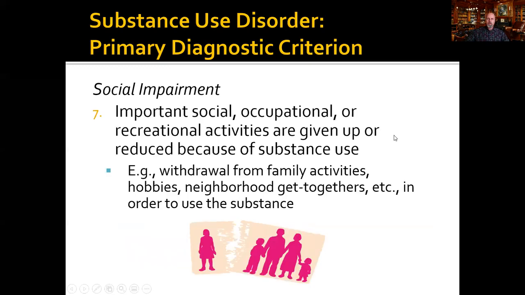And then the last criterion in the social impairment category is that important social, occupational, or recreational activities are given up or reduced because of substance use. So if you don't go to a wedding that you've been invited to because you're concerned that people will know that you're loaded, or you used to really enjoy playing tennis every week and now you don't play tennis anymore because you're getting high, then that would be an example of giving up social, occupational, or recreational activities to use a substance.